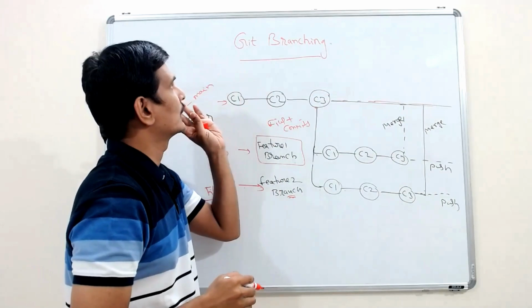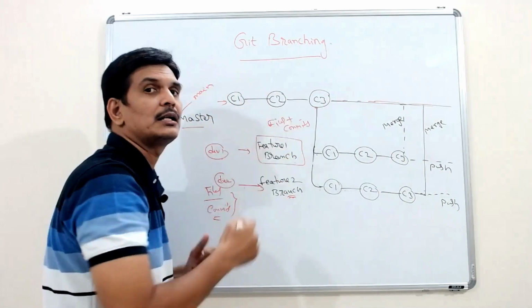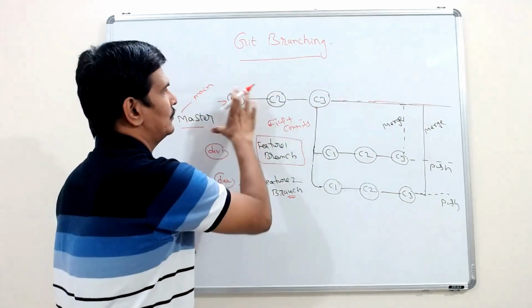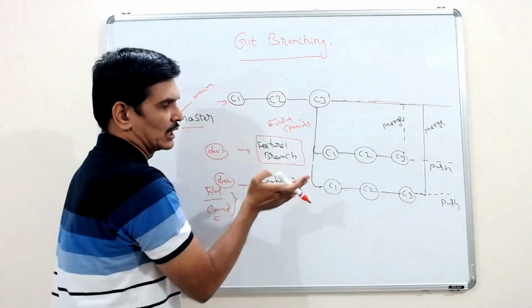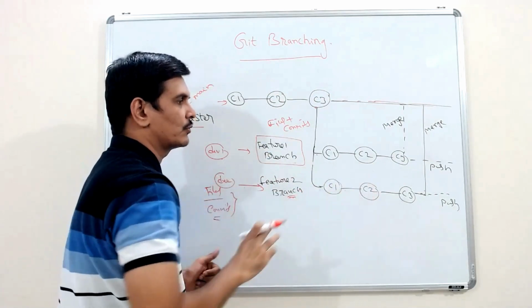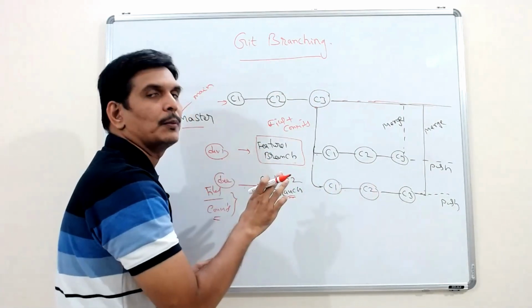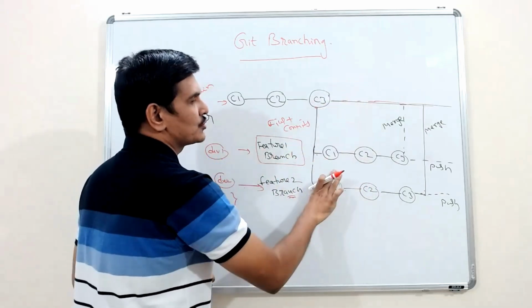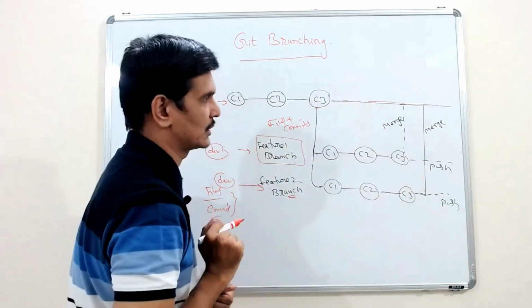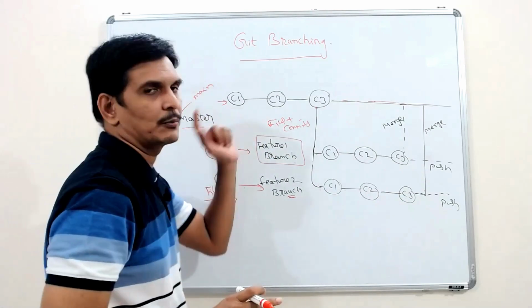So the main usage of Git branching is parallel development. And also we can have clean code. Without disturbing the main source code, we can create multiple branches and we can implement whatever feature is allocated. After completion of the feature, we can merge that code into the main branch, or we can directly push that code into the remote repository. So this is the exact concept of Git branching.